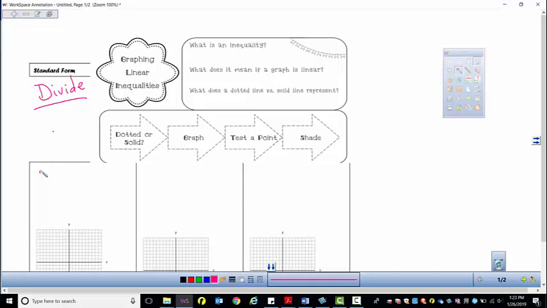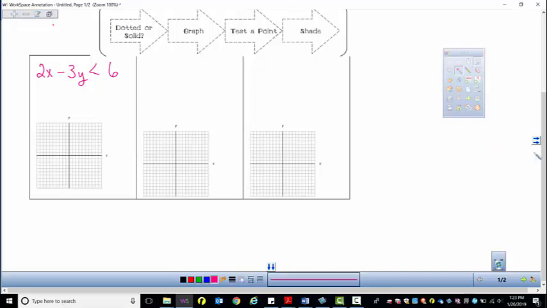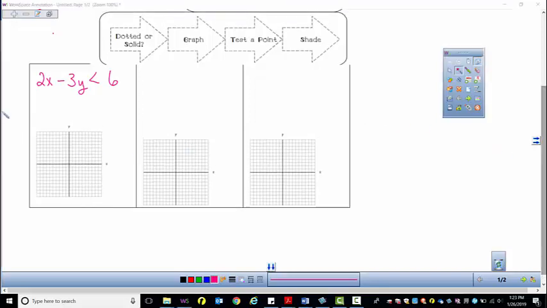So let's start with 2x minus 3y is less than 6. We're going to skip all this. This says the same stuff, but you're just on the standard form side. Alright, so again, we start with dotted or solid. So broken or solid. This one would be dotted or broken because it does not have the equals.